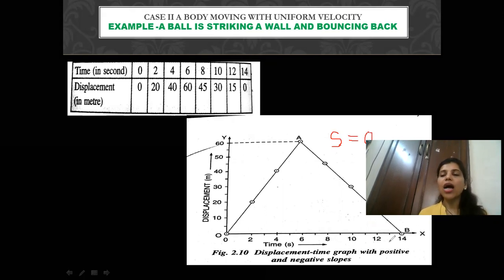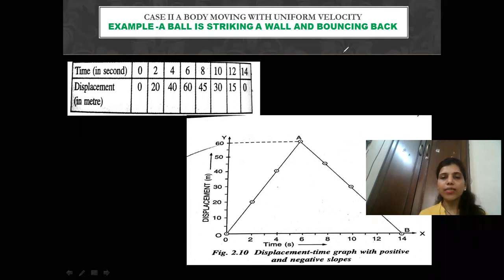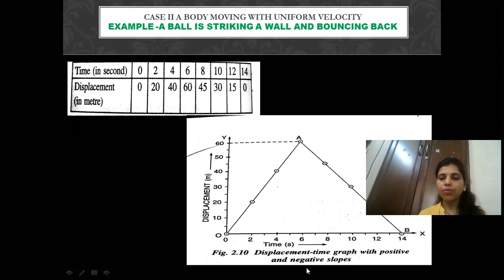And if they ask you, give an example, then you are going to say that the ball is striking a wall and bouncing back. And in this case, if they ask you what type of motion it is, then you have to say the body is moving with uniform velocity. So children, I hope all type of questions are clear, what may be asked with respect to this particular graph. Now we go to the next particular graph.